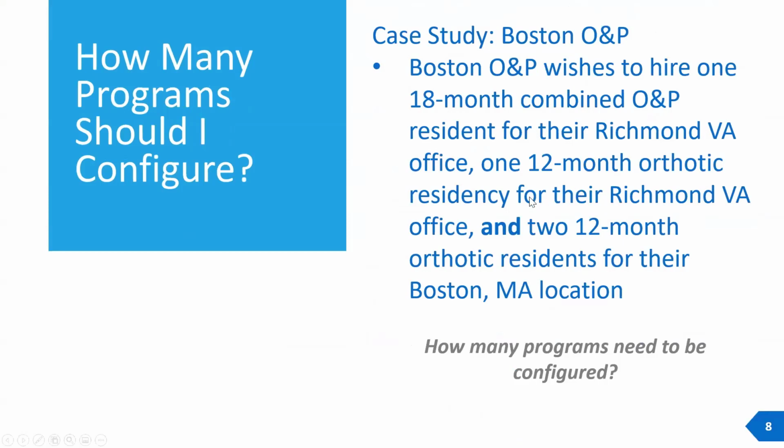So how many programs need to be configured? I can see I've got a combined residency and two different orthotic residencies, one of them wants more than one resident, and we're in two different states. What do we do?